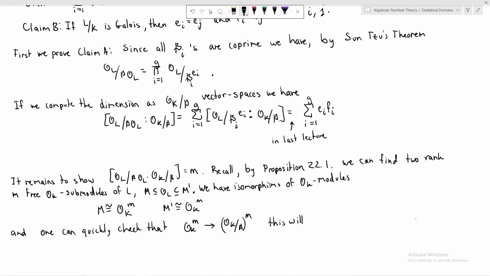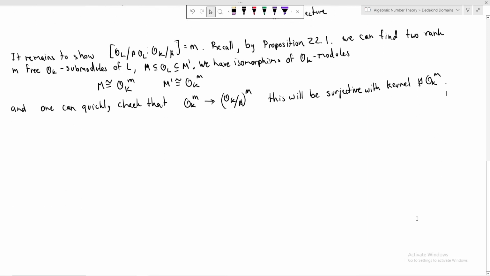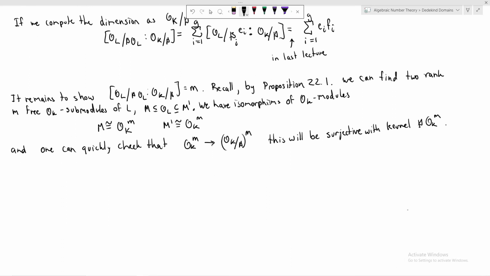This will be surjective with kernel (P O_K) to the m. I would say this statement is almost trivial. Okay. So you can see that O_K mod P O_K to the m is isomorphic to this space using the first isomorphism theorem.